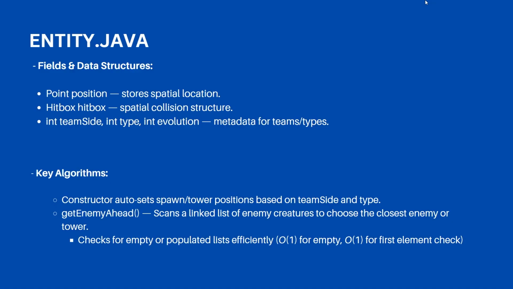A key algorithm here is the getEnemyAhead method. It takes a player object representing their opponent, retrieves the linked list of their creatures and quickly decides. If there are no enemy creatures, my target is the enemy tower. If there are, my target is the first creature in the list. This approach is both elegant and efficient with direct index access and no unnecessary iteration.